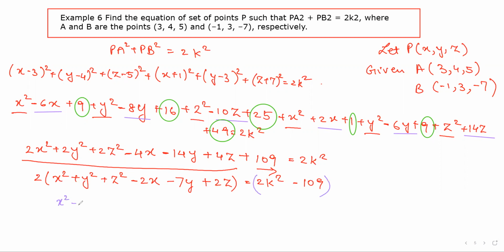So you have x square plus y square plus z square minus 2x minus 7y plus 2z is equal to (2k square minus 109) whole upon 2. Next.